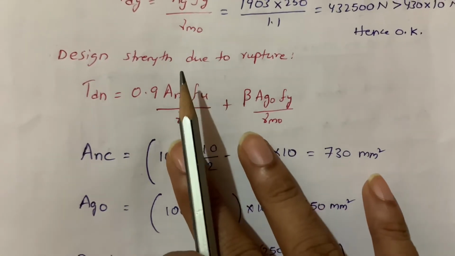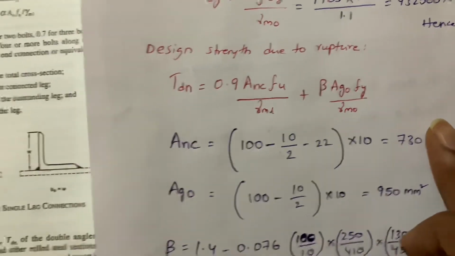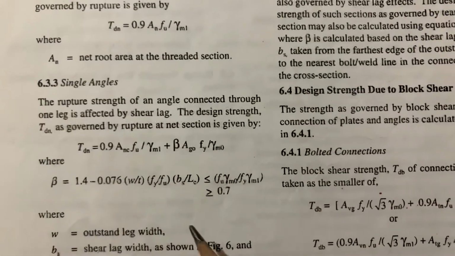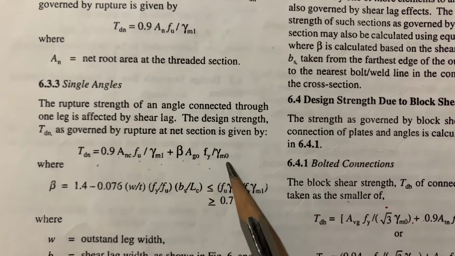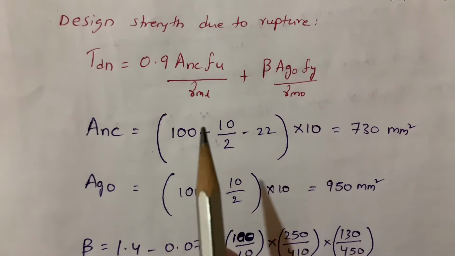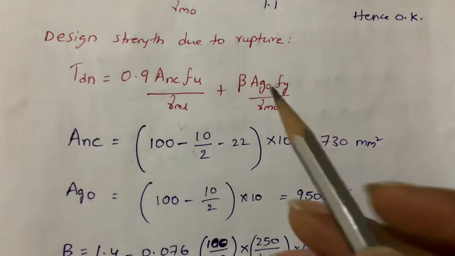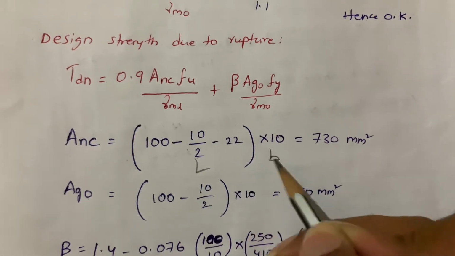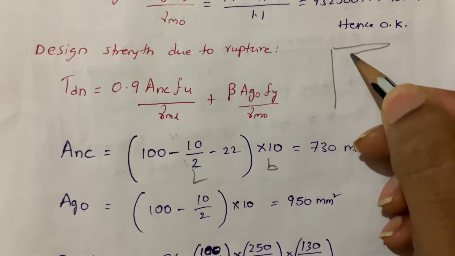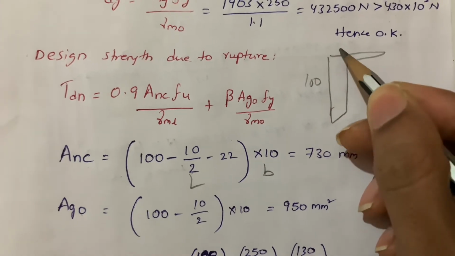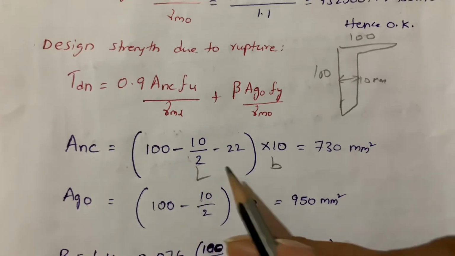And next is design strength due to rupture. So for this, the code is specifying in page number 33. The formula is specified. I'll show you. Tdn equals 0.9 Anc fu by gamma m1 plus beta Ago fy by gamma m0. So here I am going to calculate Anc value, net effective area, and Ago, gross area. So the area formula is L into B. Okay, this length. Suppose the total length is, our angle section is 100 by 100 by 10 mm thickness. Okay, so this entire portion is length.